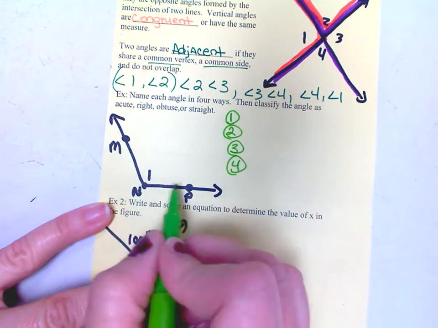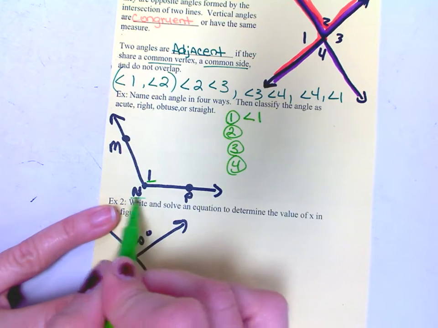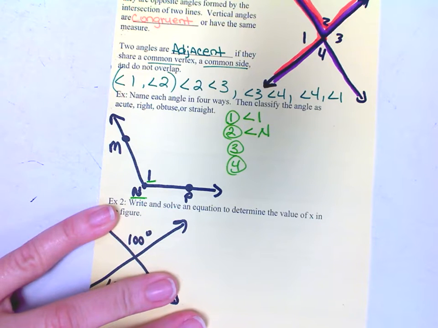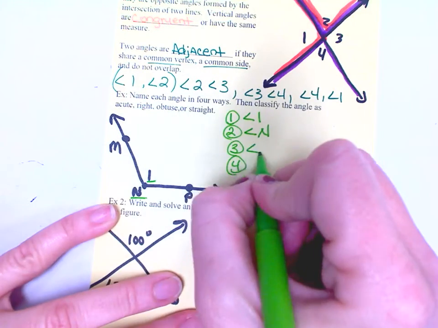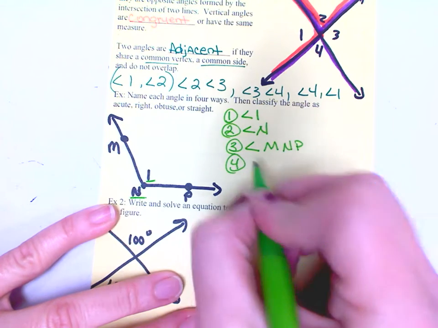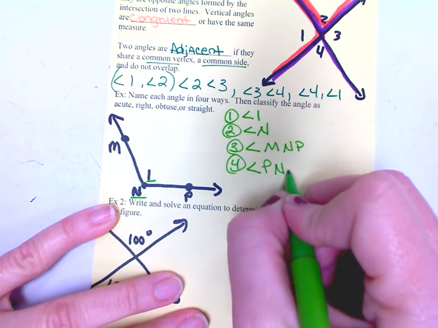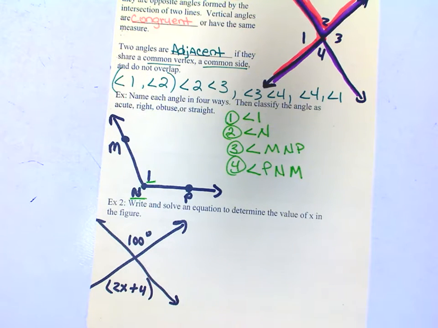I can look at the number, and this angle is number 1, angle 1. There's your 1. I can name it by just the letter N, angle N. But most importantly, for your homework, you need to be able to list them by all of their letters. Angle MNP, and angle PNM. If someone were to name those angles, I would have no doubt what they were talking about.